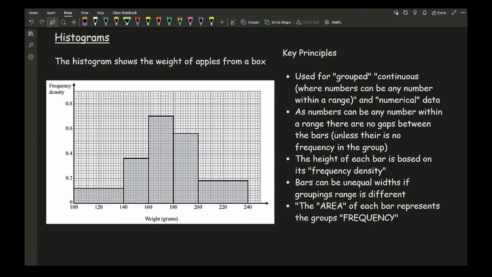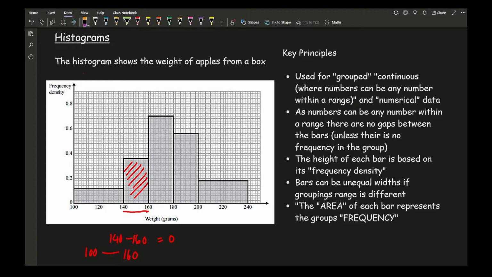So for example, if there was no one in the 140 to 160 range, then this bar would cease to exist. But if that is the case, because you shouldn't really have gaps in a histogram, what you tend to do is, rather than having a group of 140 to 160 equaling 0, you would simply include that in the 100 to 160 group. So you don't want to have any gaps, and that would be one alternative way of avoiding that sort of situation.